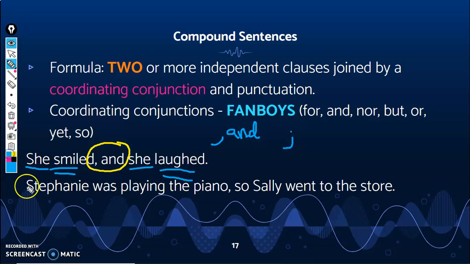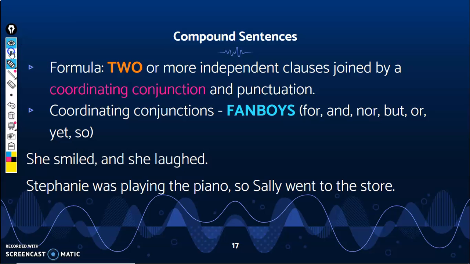The next one: Stephanie was playing the piano, so Sally went to the store. Now, noting here again, we have that so. We have that comma and a so. So we have a fanboy, specifically the S, and we have the comma, which makes it compound.